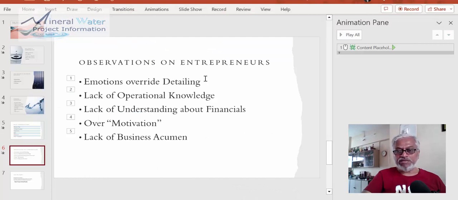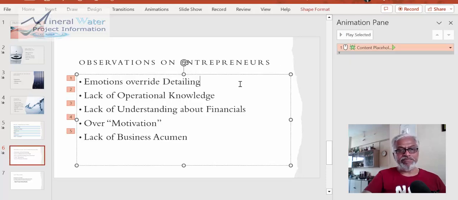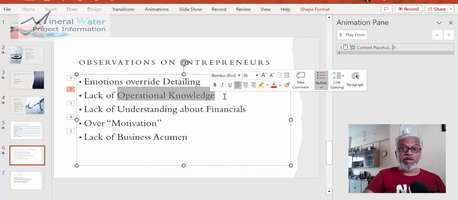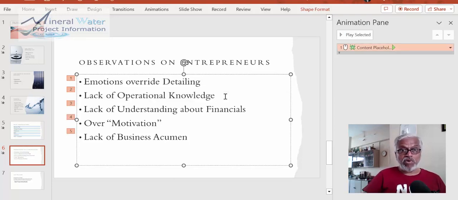These entrepreneurs, typically, what happens to them, if you can see the screen right now, is that emotions override the detailing. So they go too much by emotions. They don't go by detailing work. Then they lack operational knowledge. So many times they do not go and work, if it is possible for you, for a month or so in a working plant, and check what the details are. Hardly any people do, like in our old Gurukul system. The Shishya used to go to the Guru's ashram. So the disciple has to go to the master's ashram, and he used to understand it.